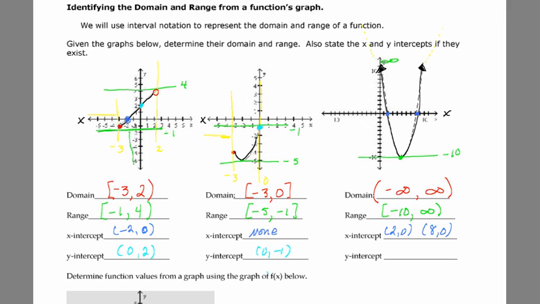Now I'm going to assume that this one over here, obviously it has a y-intercept, but since I kind of messed this graph up right here, I'm just going to say it's right there at 10, because the graph continues to go on from there. So y-intercept at 0, 10.